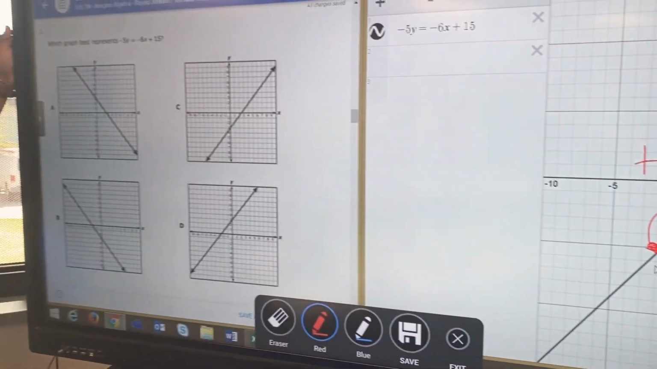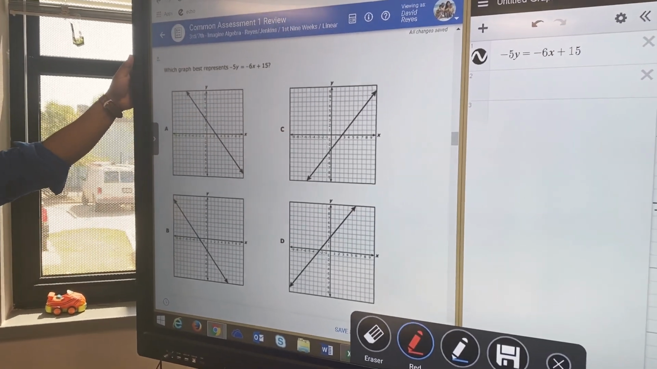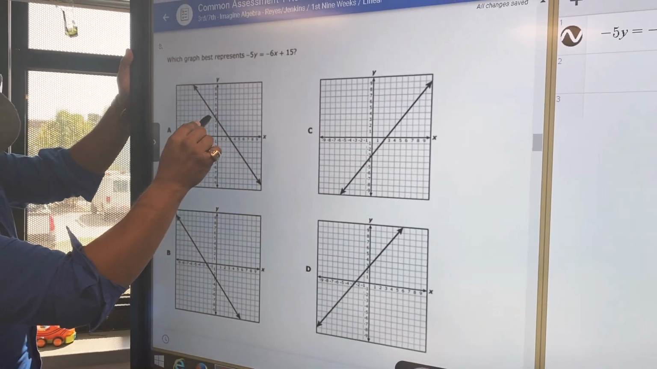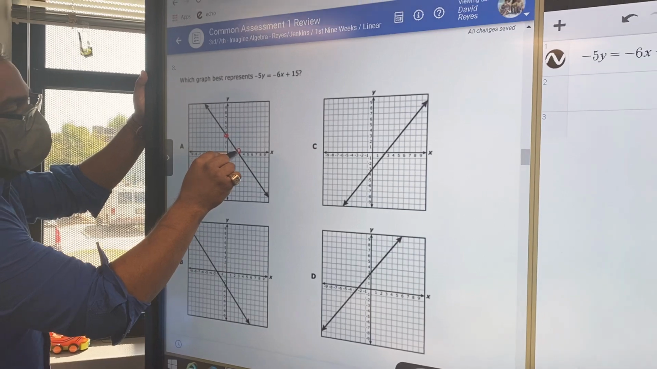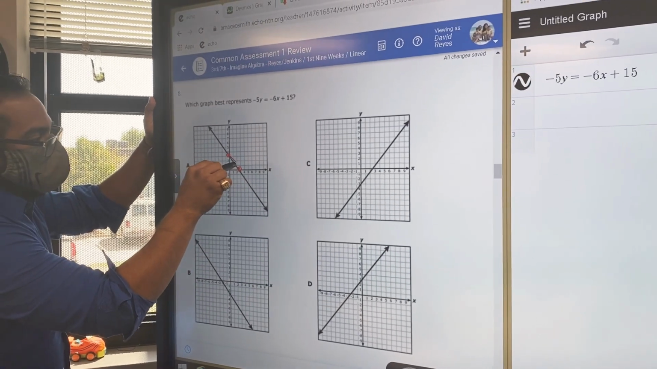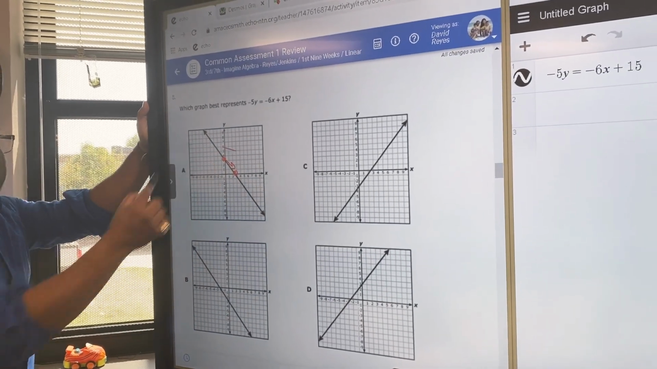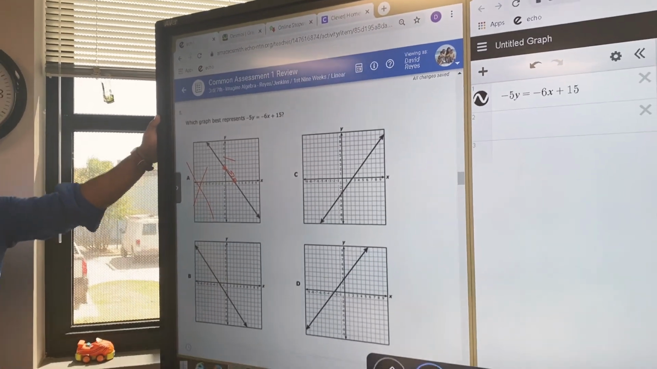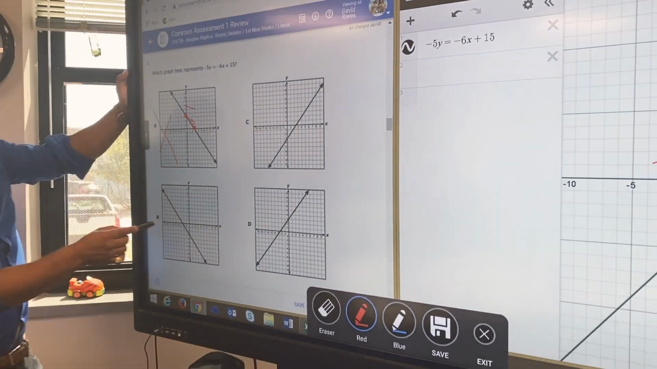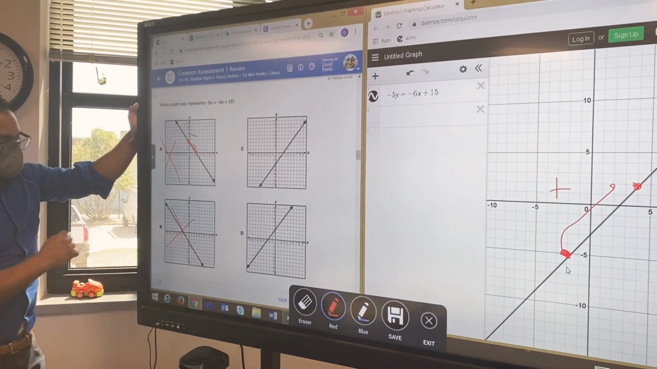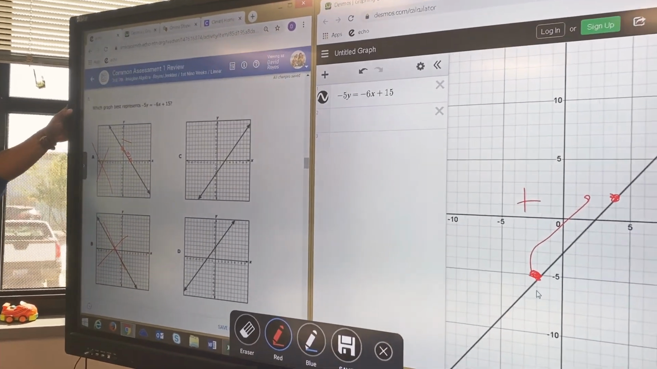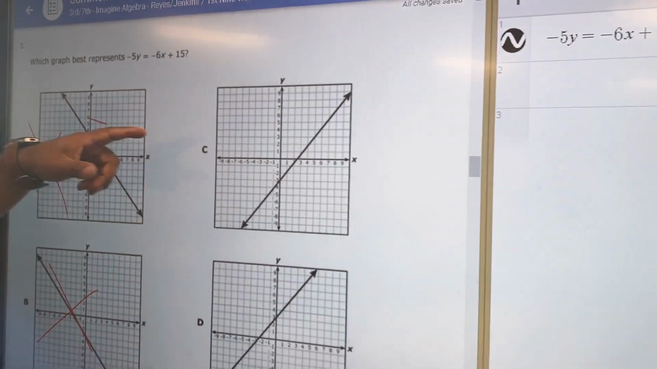Okay, so I need the graph that has a positive slope. So which 2 can I cross out? Which 2 are negative? A. A, very good. Once again, pick 2 points. I read left to right like a book. That's going down. That's a negative slope. Cannot be negative. I need positive. And B. B, very good. B is also a negative slope. I need a positive slope. It's C. So now it's between C and D.